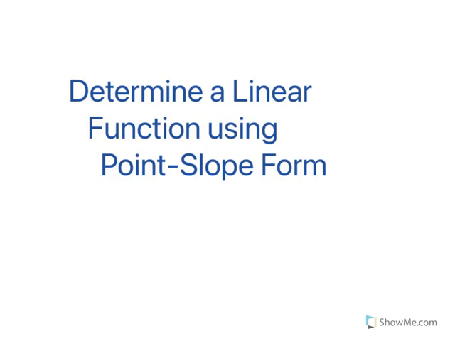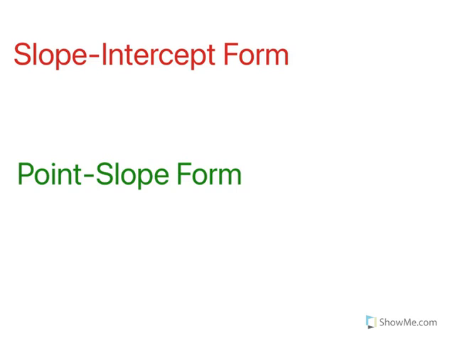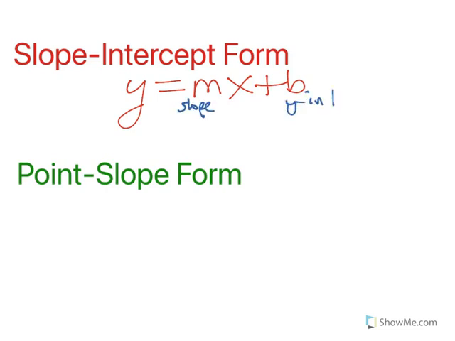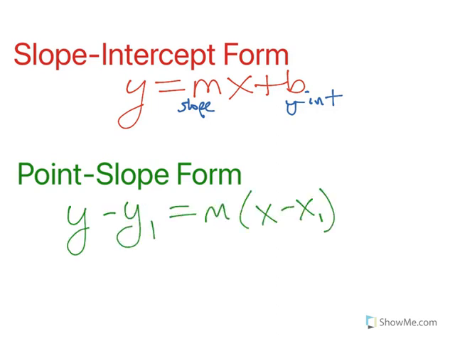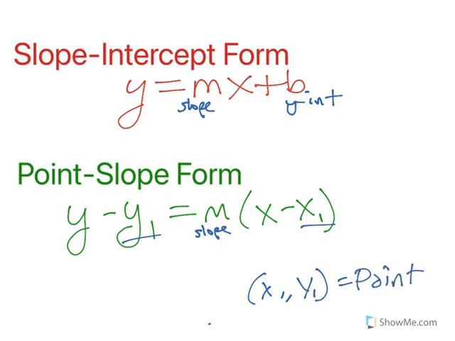Determine a linear function using point-slope form. Now, let's refresh. Slope-intercept form is y equals mx plus b, where m is the slope and b is the y-intercept. Point-slope form is y minus y1 equals m times x minus x1, where, again, m is the slope and x1, y1 is a point on the line.